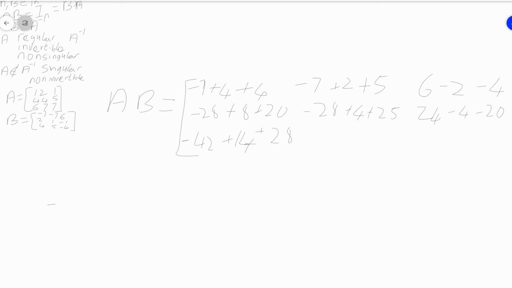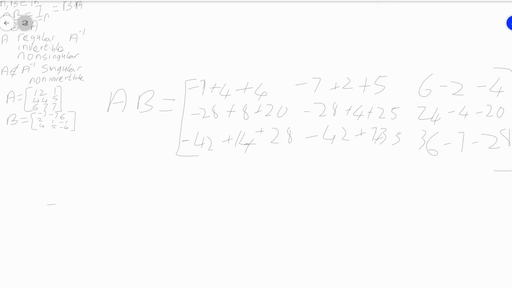Then again, this times this is minus 42 plus 7 plus 7 times 5 is what? 35. That's that. Then the next one, that's 36 plus, minus 7. Minus 7 times 4 is what? 28.